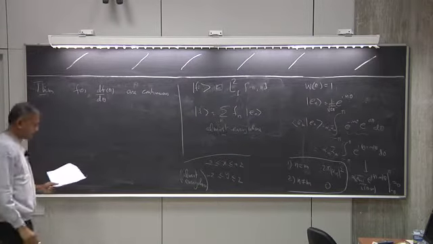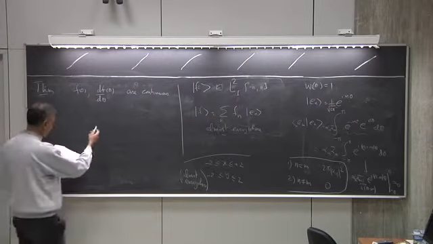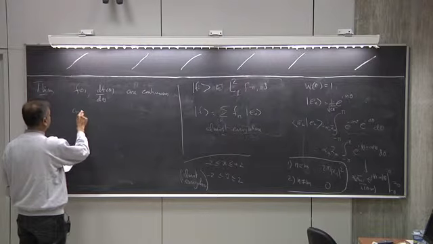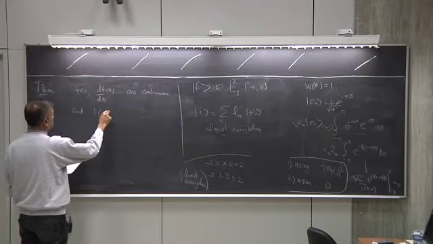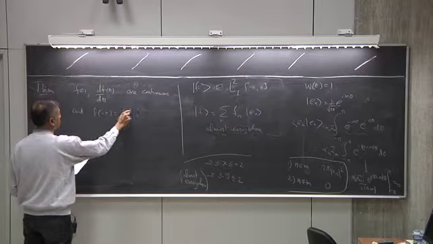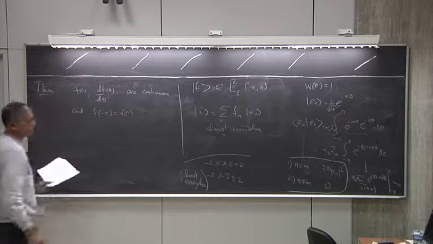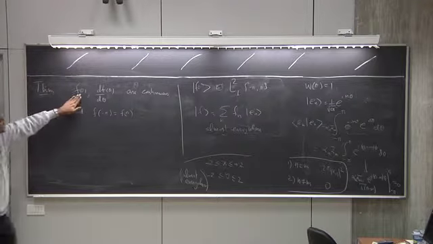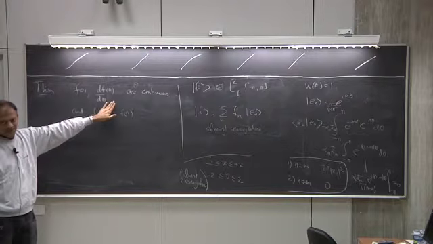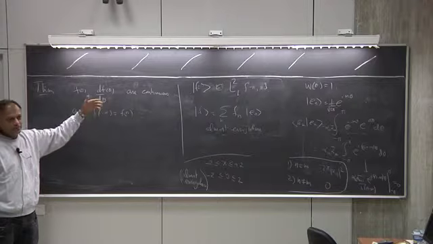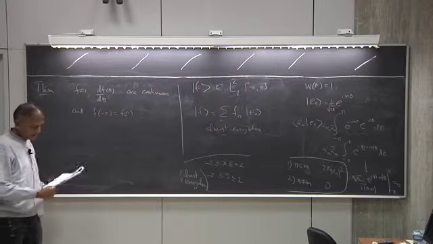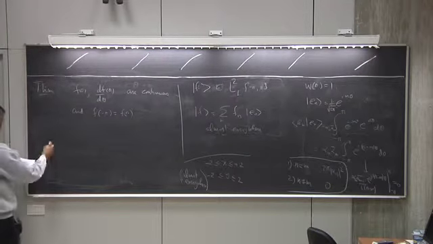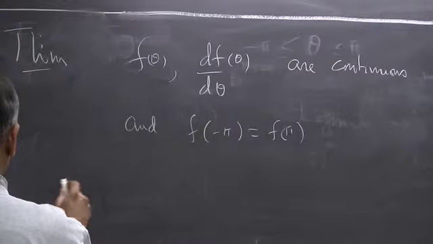and f is periodic. Here we are putting a lot of conditions. It's not just that f is continuous, but also the derivative is continuous. So we are requiring much more from the function. Then the statement is that this series converges.